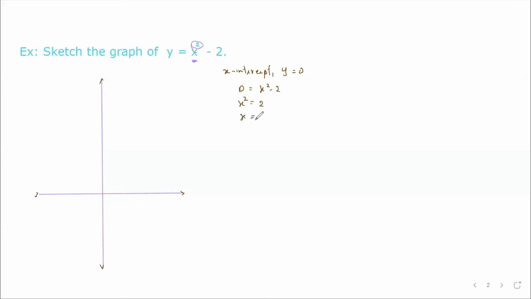Then x is going to be what? Square root 2 or not? Only square root 2? No. Must have plus minus, don't forget. Don't forget this one, really, really important. Why? The index here is an even number. You must have the plus minus sign. Okay, we learned this last year also. Hopefully I still remember. So now we get the x-intercept. Next, find the y-intercept.